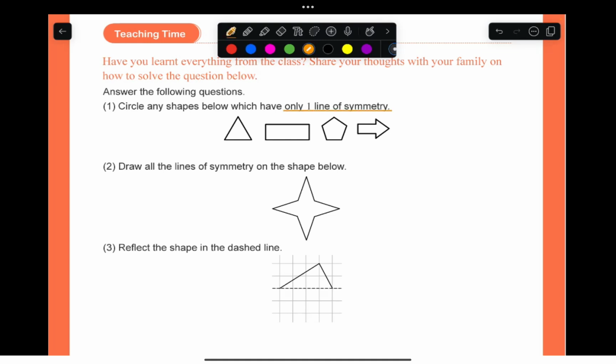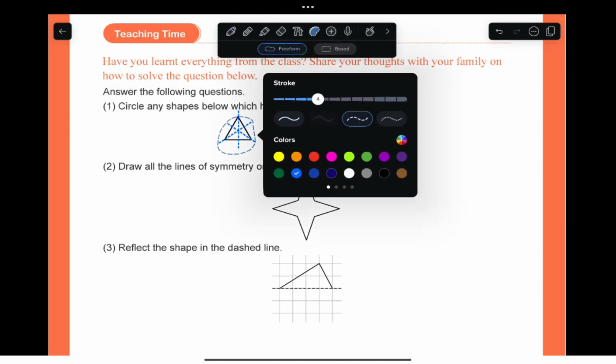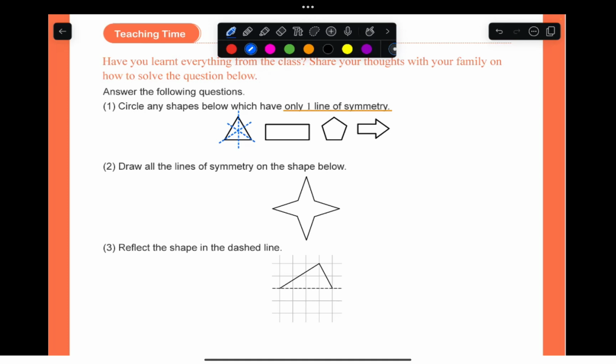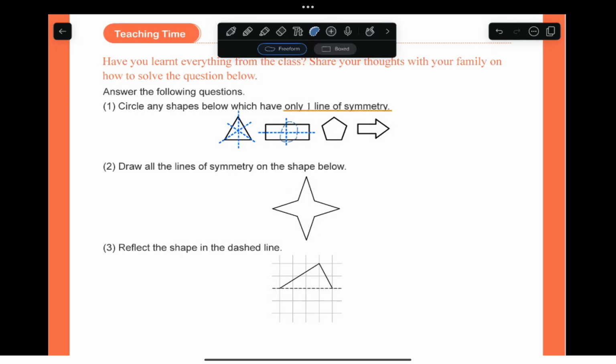Only. So the triangle. The equilateral triangle is not the shape that has only one line of symmetry because it has three, right? So 1, 2, 3. So that's why this is not the answer. There are 3 lines of symmetry already. And then a rectangle is not the answer as well because there are 2 lines of symmetry, the vertical line of symmetry and the horizontal line of symmetry. Okay, so that's not true.